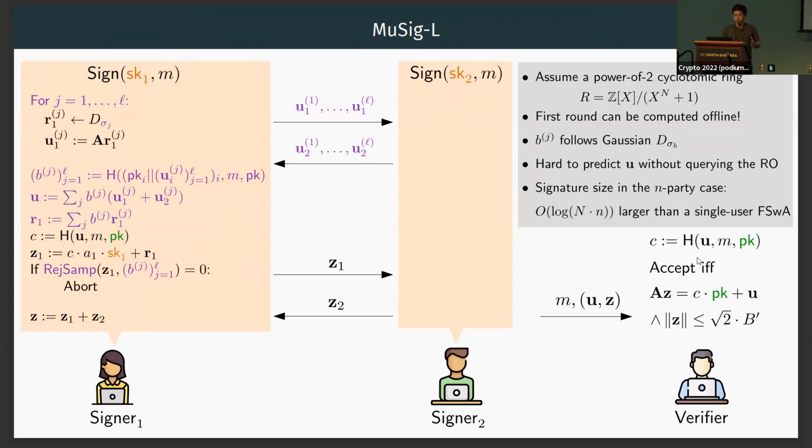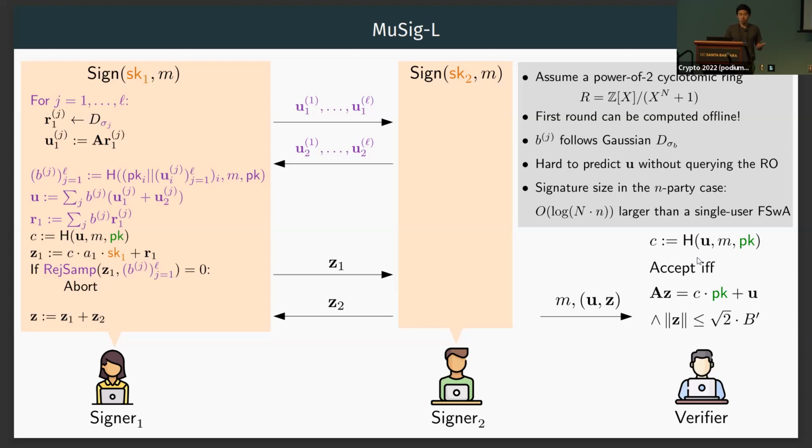During the first round of interaction, you exchange a bunch of U vectors. And please notice that this first round of interaction is completely independent of the message to be signed. We also assume a power-of-2 cyclotomic ring here, so everything operates on a polynomial ring. Then upon receiving all the U values and the message to be signed, you hash all of them, and eventually you derive the random coefficient B.